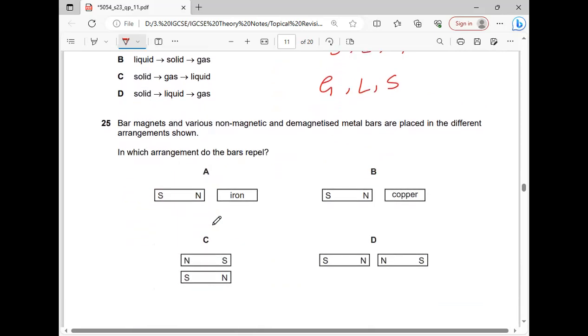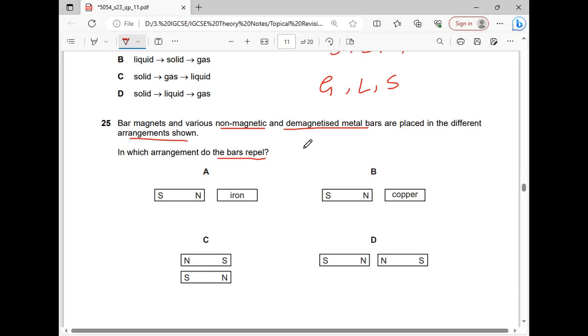Number 25. Bar magnet. This topic is related to magnetism. A bar magnet and various non-magnetic and demagnetized materials. Non-magnetic and demagnetized metal bars are placed in different arrangements. In which arrangement do the bars repel? We know that repulsion always occurs when like poles are there and both are magnetic materials. One should be a magnet and the other should be a magnetic material.